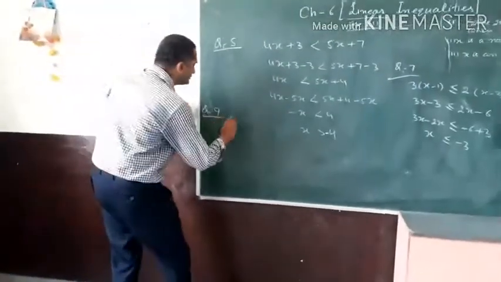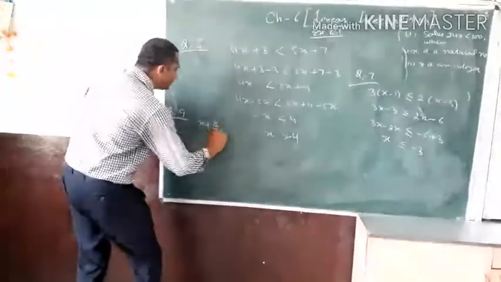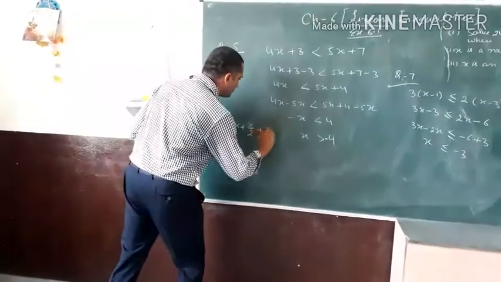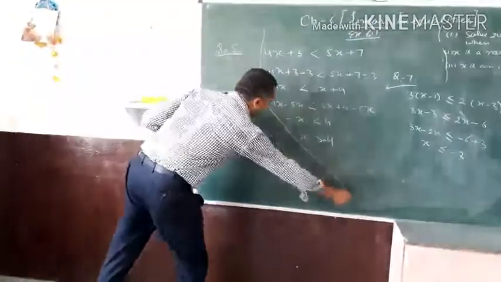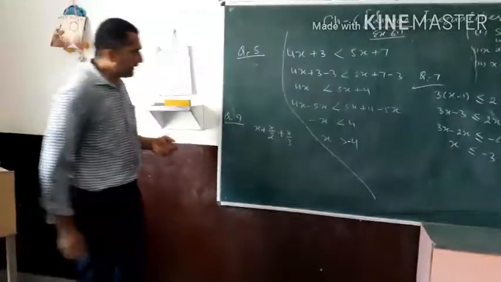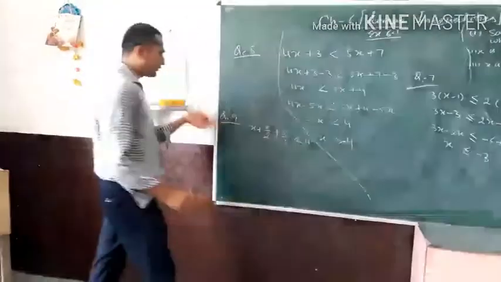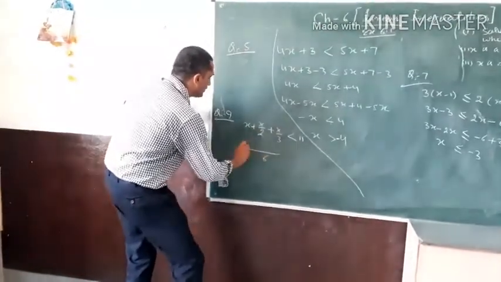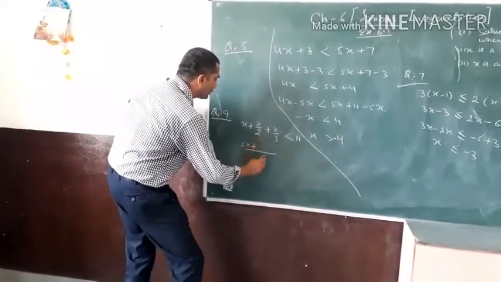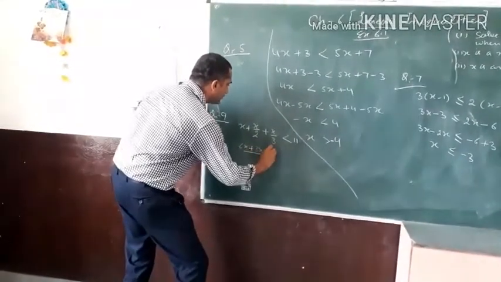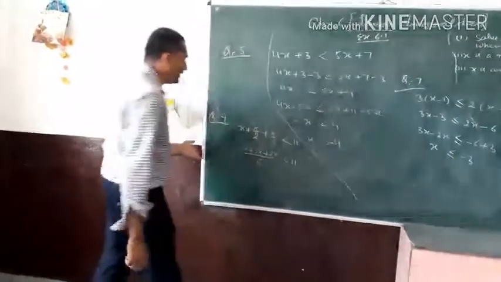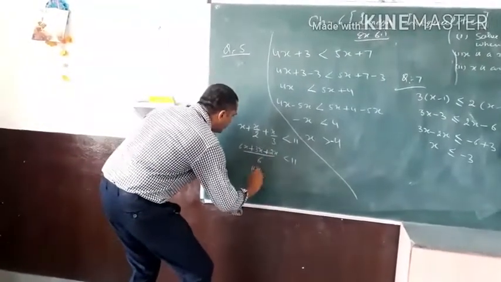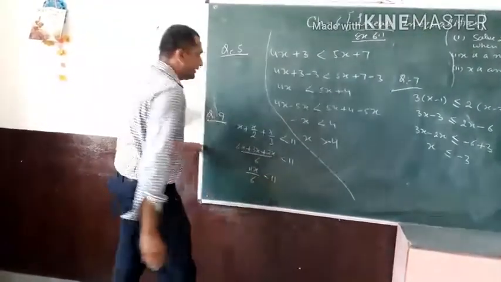x plus x by 2 plus x by 3 less than 11. First of all, we take the LCM. It will be 2 3 are 6, 6x plus 2 3 are 6, 3x plus 2x less than 11. So it will be 6 plus 3 is 9, plus 2 is 11x over 6 less than 11.